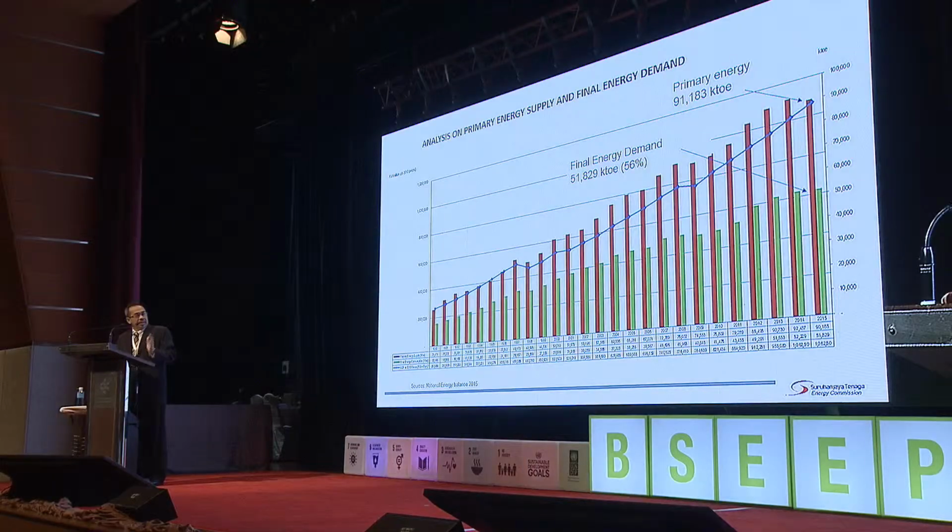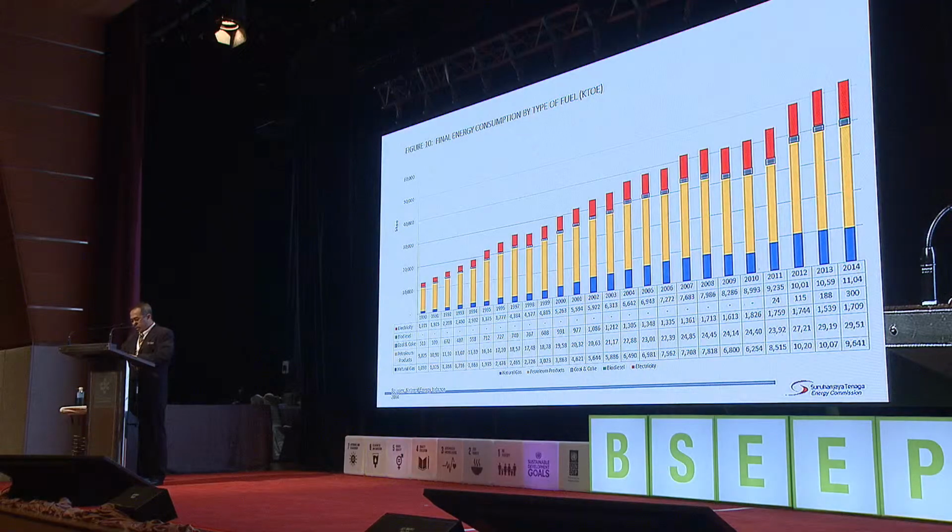Okay, with regard to this energy, this is the energy statistic for 2015. The primary energy is about 91,103 kiloton of oil equivalent. But the energy used to do work is only 51,829 kiloton of oil equivalent, or about 56% of the primary energy. So you can see about 40% is lost during transportation and all kinds of that.